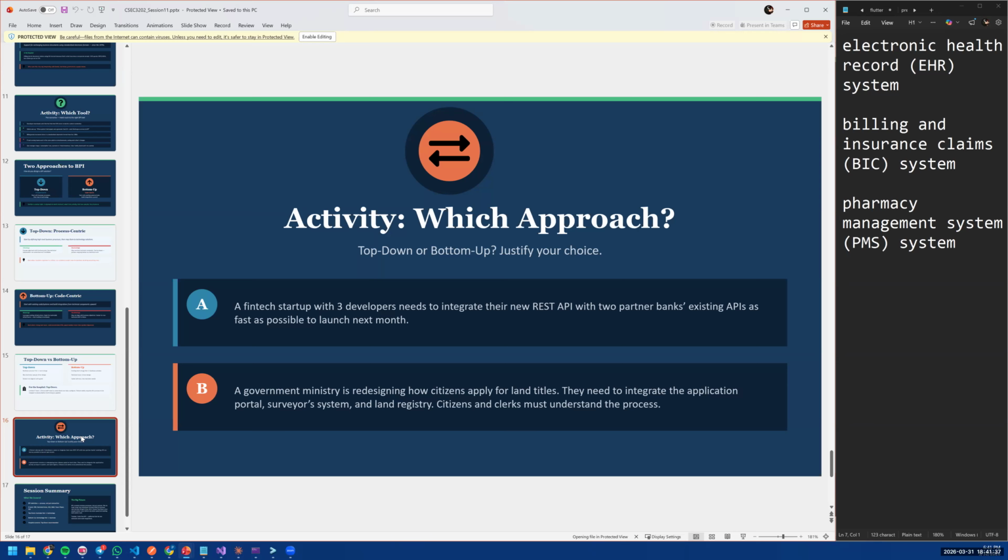In a case like this, look at some of the key terms that we have and tell me which approach you'd use in this case and why. Think about it for a bit. A fintech startup has 3 developers and just built a new REST API for payment processing. They need to integrate it with 2 partner banks' existing APIs as fast as possible to launch next month.